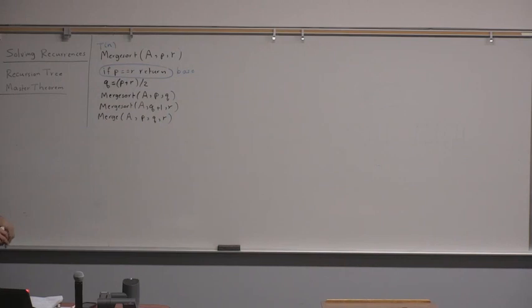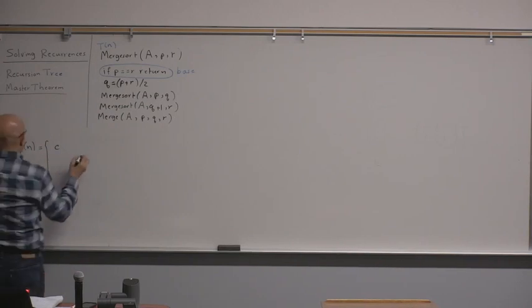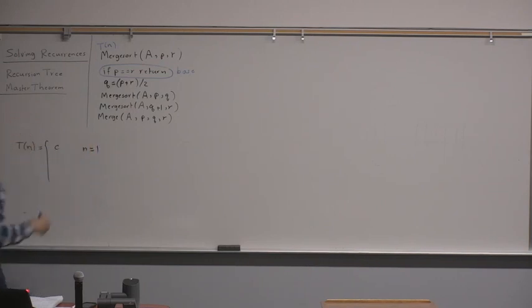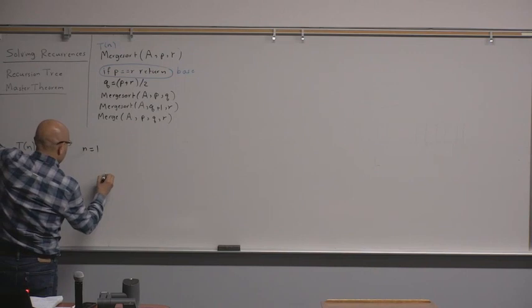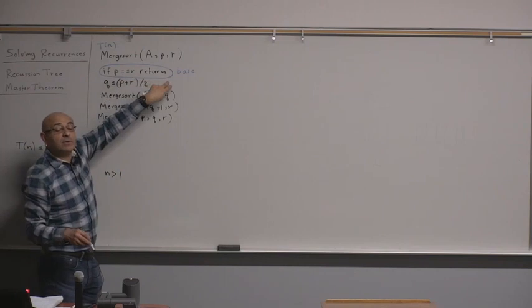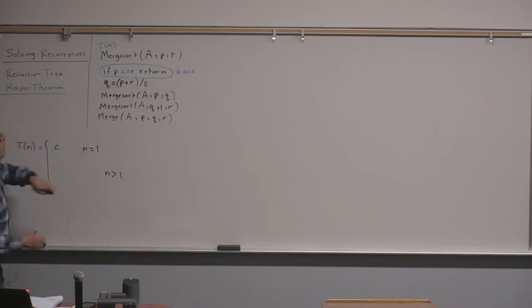Base has a different treatment. We'll see how we treat the base. In fact, we will just say T of n equals a certain constant c when n equals 1. Now for n greater than 1, the base case is executed when n equals 1. When n equals 1, the running time is just a constant. Now when n is greater than 1, we will execute all of these. So we will do this.